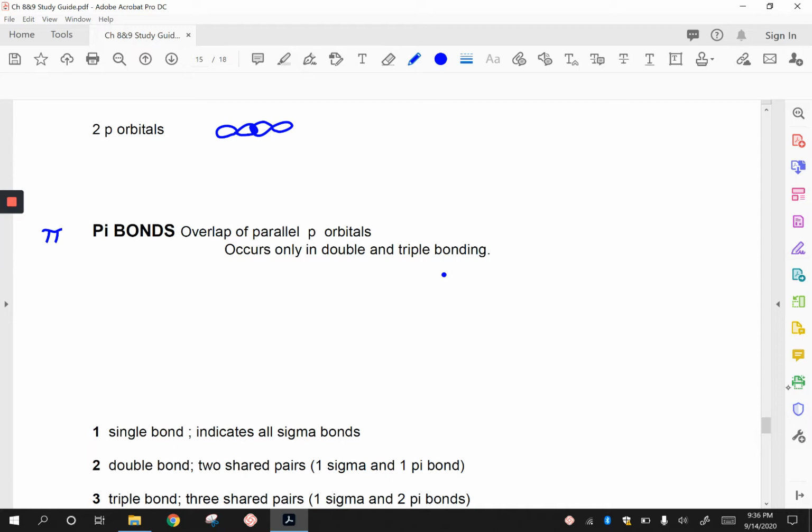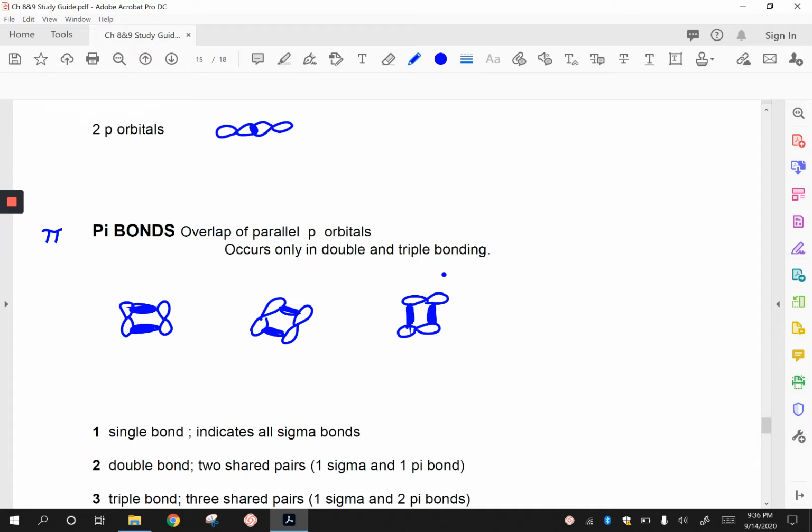So let's look at these first. And so here you have a parallel overlap right there. That would be a pi bond. Or let's say you're in the z plane like this, then there's a parallel overlap here. Or in the x plane, so there's the overlap. They're kind of like parallel to each other, and that's where your overlap is. And so that would be a pi bond, and this only occurs in double and triple bonds.